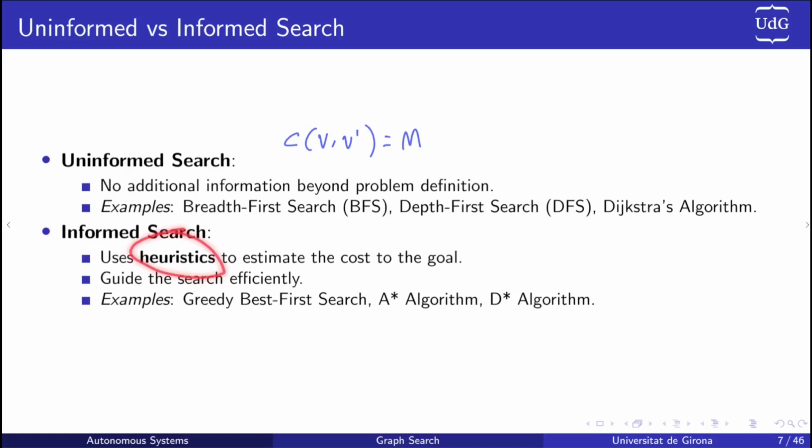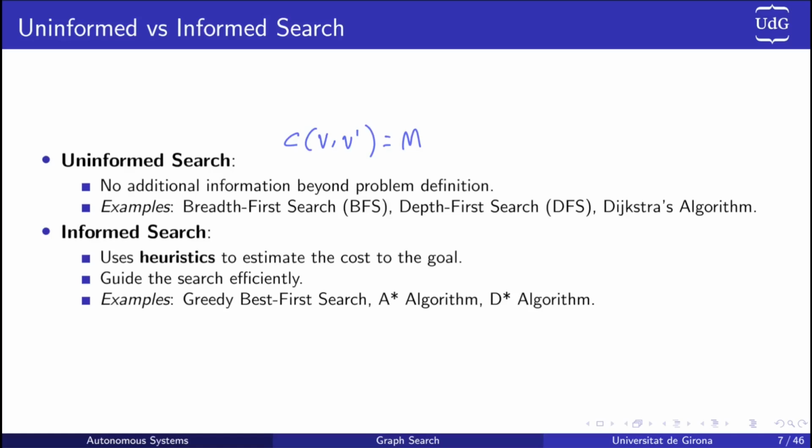A heuristic is a function. Now I will explain it a little bit, but basically it's a function that estimates the cost to the goal, given a particular vertex. It is an estimation of how far or how costly it is to reach the goal from this particular vertex. And then using this heuristic, this extra, privileged information, we will guide the search in a more efficient way. The idea is that informed search algorithms are more efficient than uninformed search algorithms.